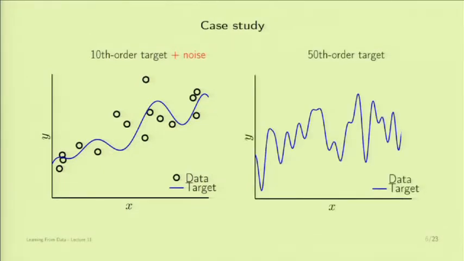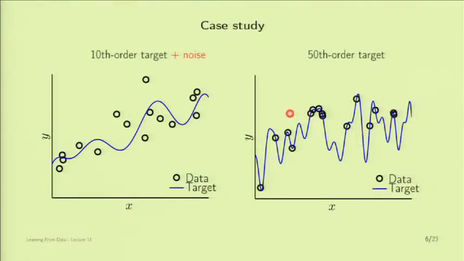Now, the other one, which is a 50th order, okay, is noiseless. That is, I'm going to generate a 50th order polynomial, so it's obviously much more elaborate than the blue curve here, but I'm not going to add noise to it. I'm going to generate also 15 points from this one, but the 15 points, as you will see, perfectly lie on the curve, okay? So all of them here. So this is the data, this is the target, and the data lies on the target, okay?